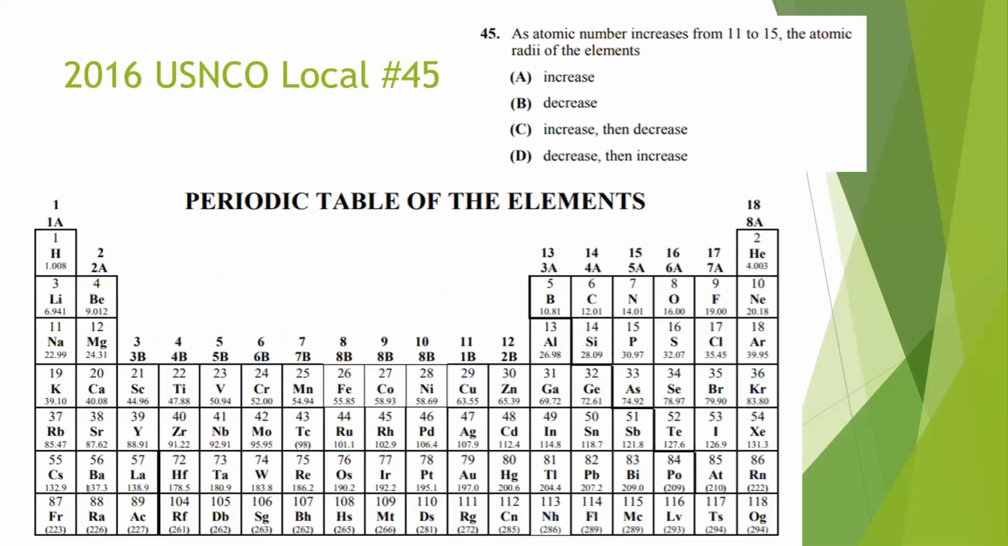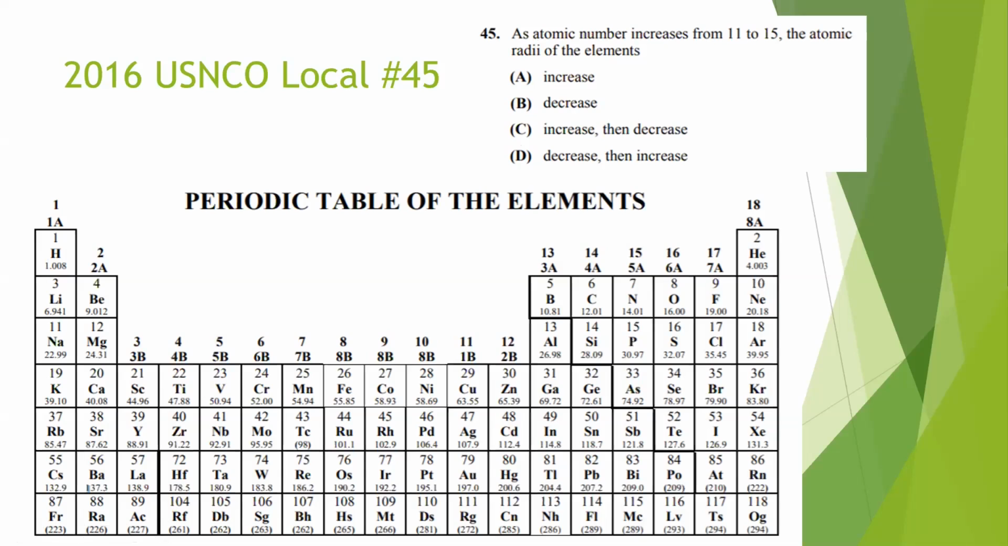So this is the first chemistry Olympiad problem. This was the periodic table I was talking about earlier. You're gonna have to do like a scavenger hunt to find which types of elements there are. So the question is up here on the top. As the atomic number increases from 11 to 15, the atomic radii of the elements A increase, B decrease, C increase then decrease, or D decrease then increase. So please type in your answer in the chat when you think you got the right answer. It's okay to get the wrong answer.